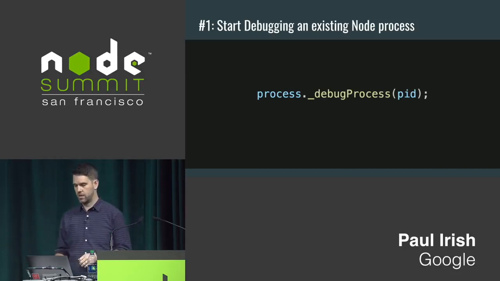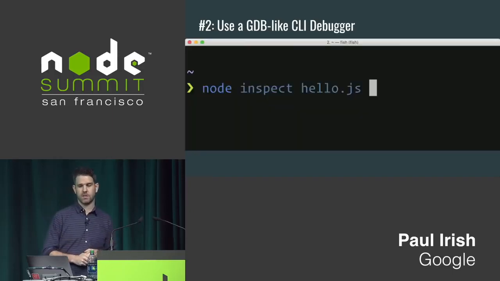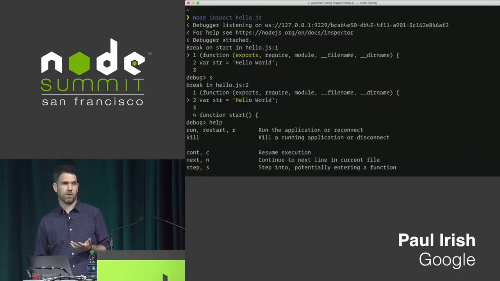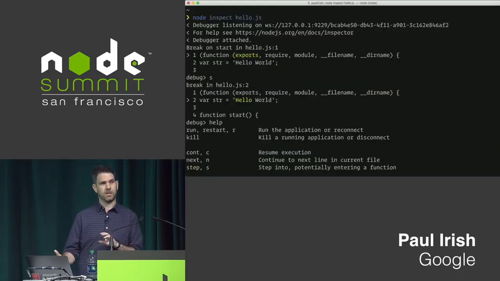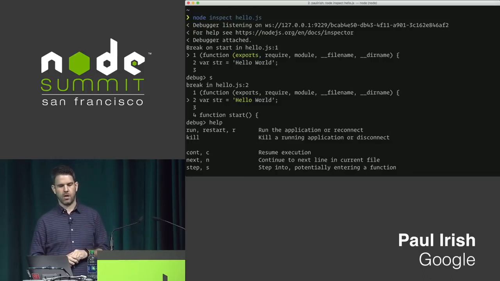Really cool. That works. If you want to do debugging and you're more of a terminal kind of person and you want a GDB style interface, you can use the existing CLI debugger. This has been in Node for quite some time, but the back end was recently redone to be sitting on the new implementation. But you just work with the script here on the command line with some short commands.